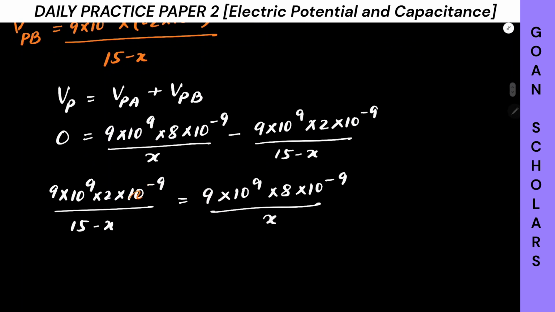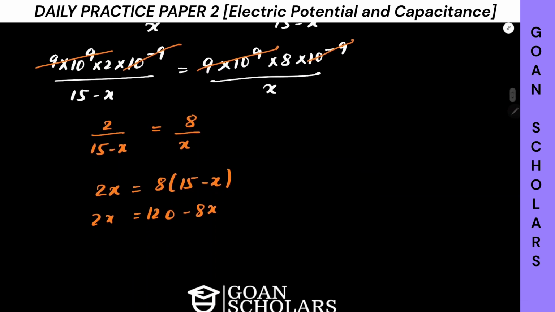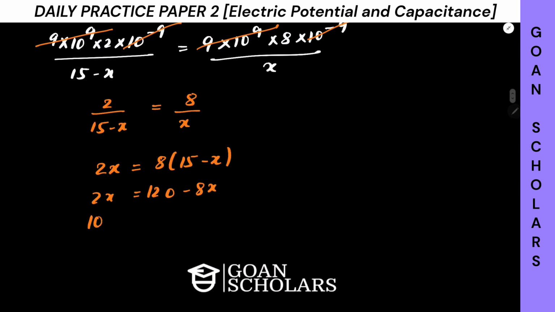Now, let's cancel out the common terms. So, 10 to the power minus 9, 10 to the power minus 9, and 9 into 10 to the power 9 and 9 into 10 to the power 9 cancel. We are left with 2 upon 15 minus x is equal to 8 upon x. When you cross multiply, it will be 2x is equal to 8 into 15 minus x. So, 2x is equal to 8 5s are 40 and 8 4s are 32, that is 120 minus 8x. So, this will become our how much? 10x is equal to 120, or x is equal to 12. So, that must be our answer.